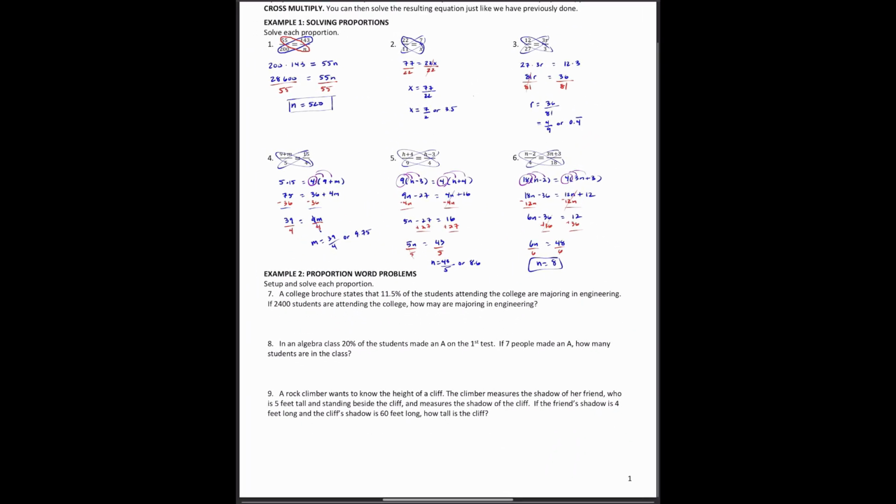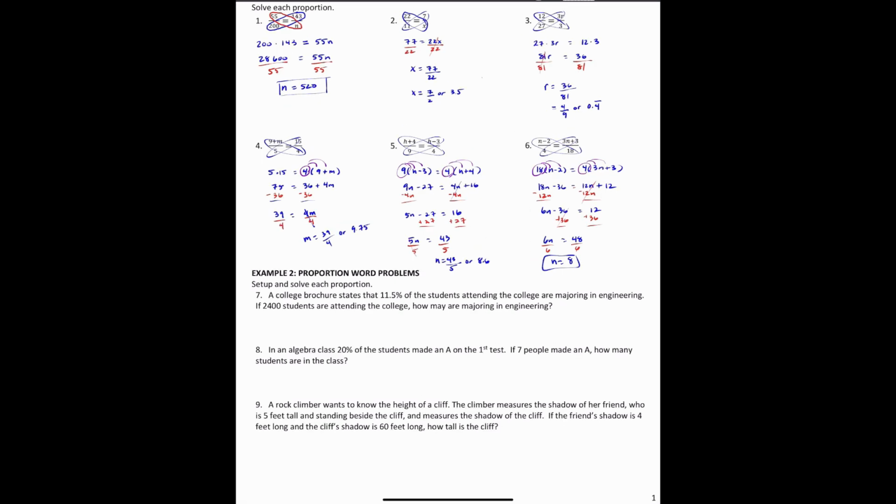Now, we're going to go ahead and move on to word problems. We're going to set up and solve each proportion. So number 7 says, a college brochure states that 11.5% of the students attending the college are majoring in engineering. If 2,400 students are attending the college, how many are majoring in engineering?